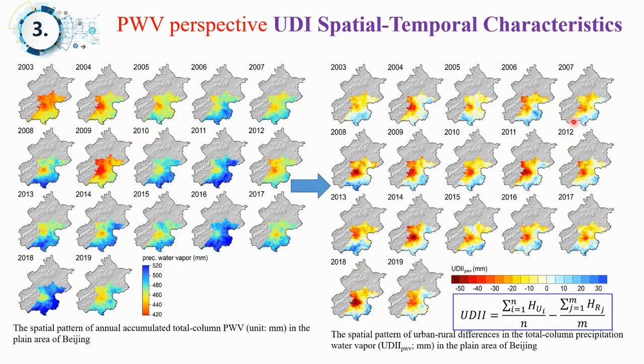Here's a map of the annual accumulated total column PWV. We can find that in some years, in recent years, the amount of PWV is relatively higher than before. After calculating the UDII, which is defined as the value of every pixel minus the average value of the suburb, we got the map of the UDII, and visually we can find the UDI effect exists, especially in the years 2008, 2014, and 2018.